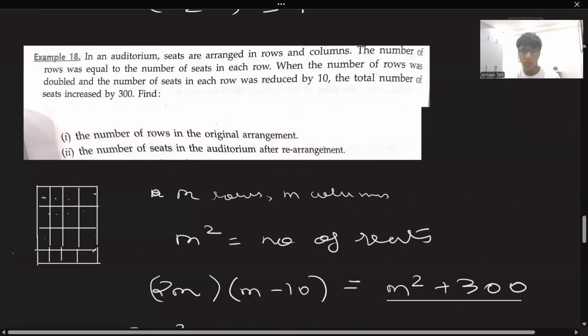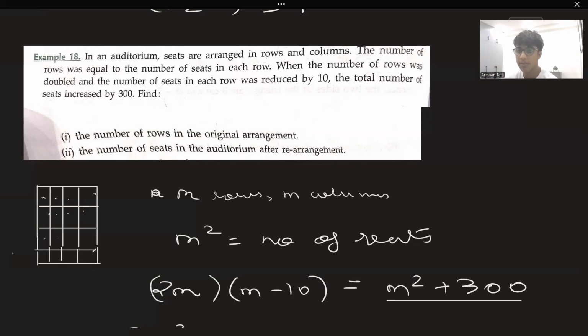They told us that seats are arranged in rows and columns. The number of rows was equal to the number of seats in each row. That's just a very tricky way of saying that the number of rows is equal to the number of columns. And the total number of seats in a grid is just the number of rows times the number of columns. So it's m square, right?